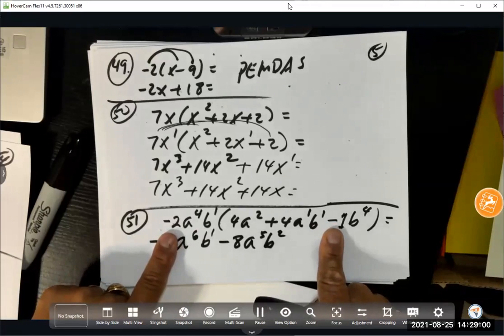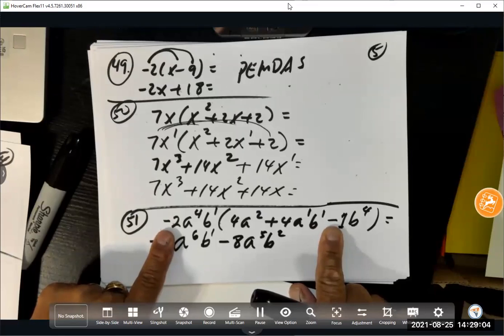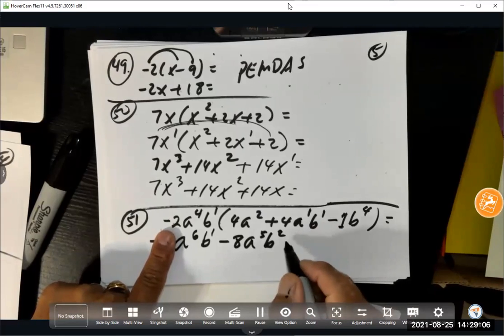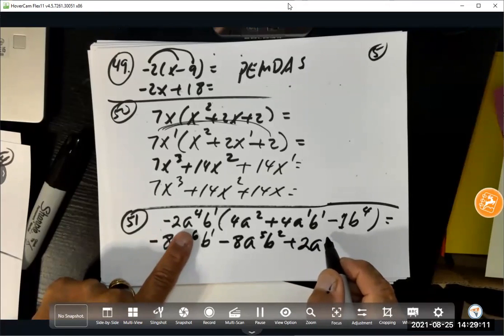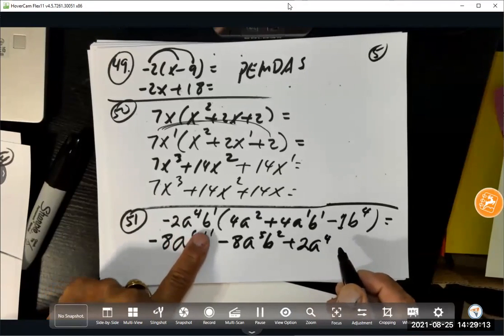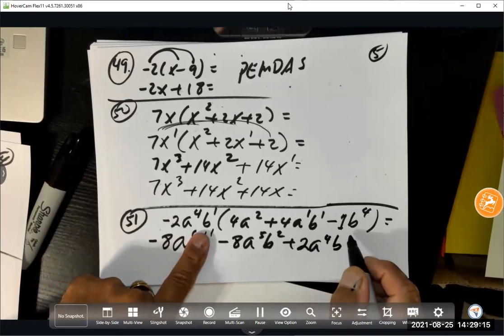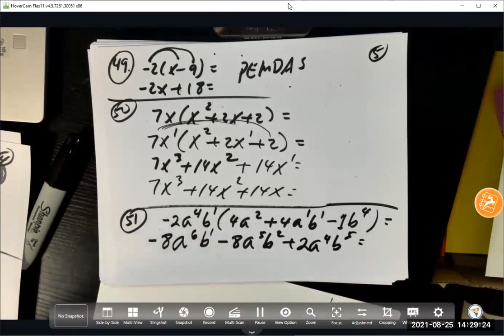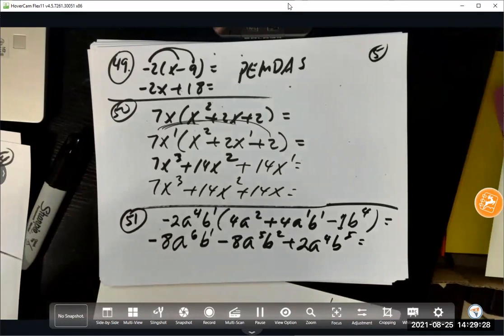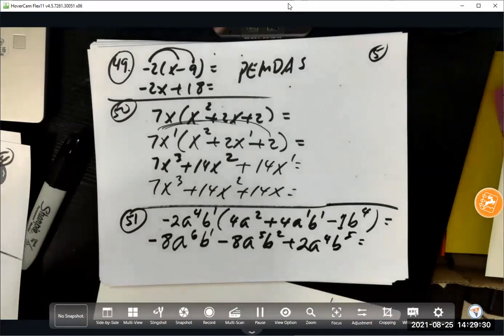What about these two? A negative times a negative, so positive 2a to the how much? Fourth power. And then what about the b? b1 times b4 is b to how many? b to the 5th. There you go. And then this one here, you don't need to put it in there, but I just put it in there. Is that okay? Yeah, that's it. You're done. 51.